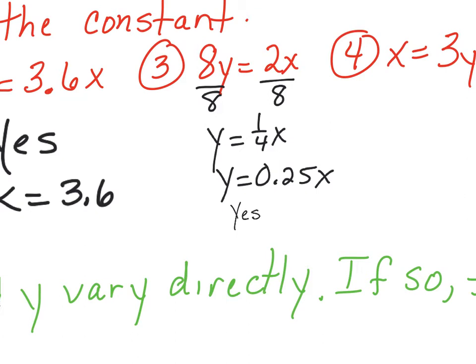What's my constant? Also known as M, also known as unit rate. You could write it two different ways. What's one way to write it? Gavin?